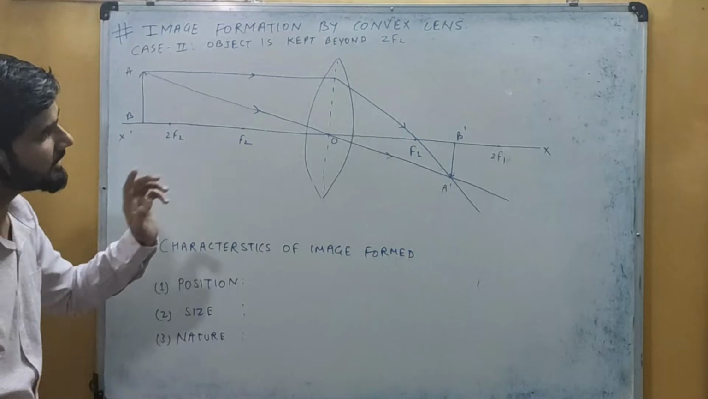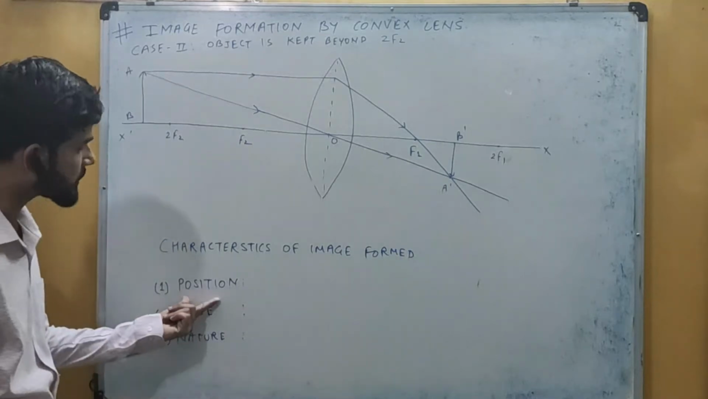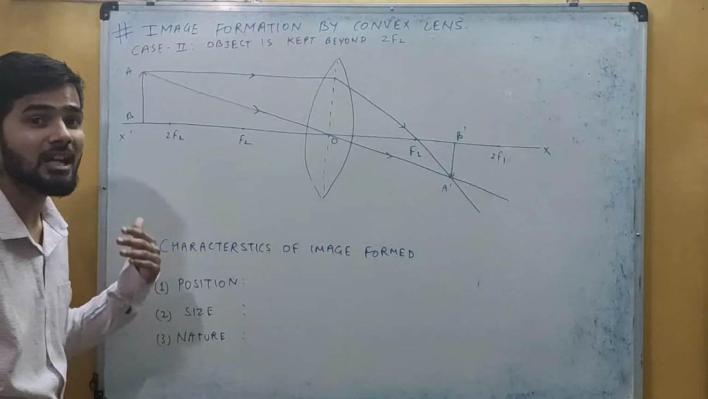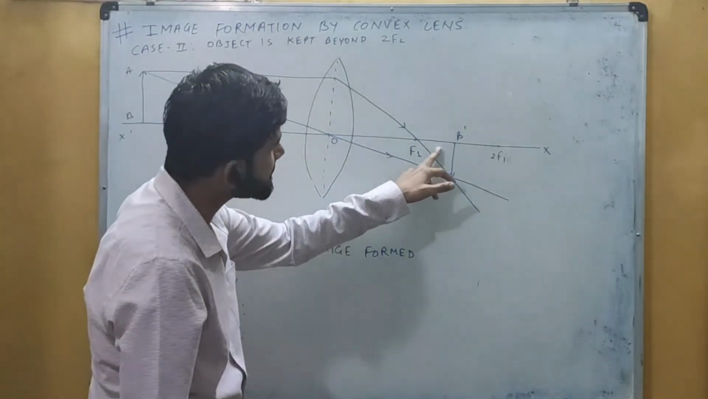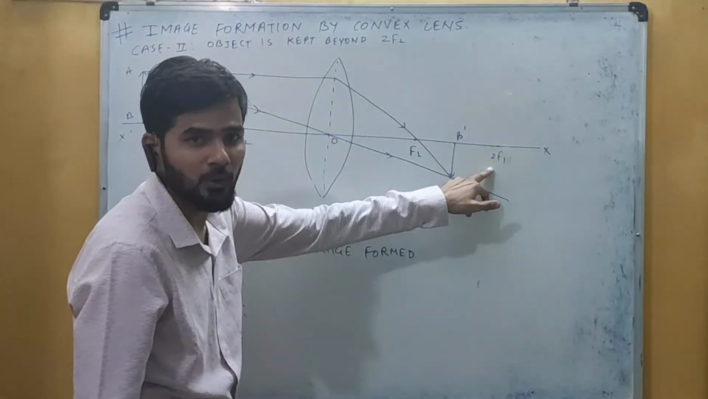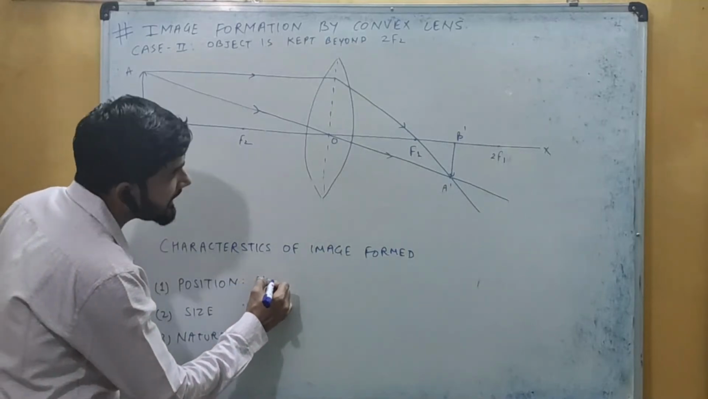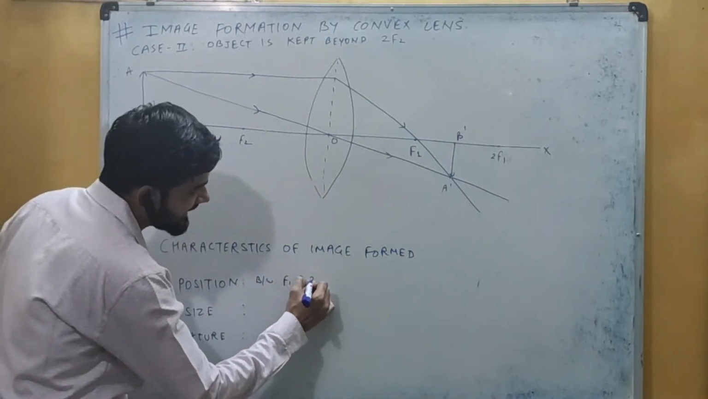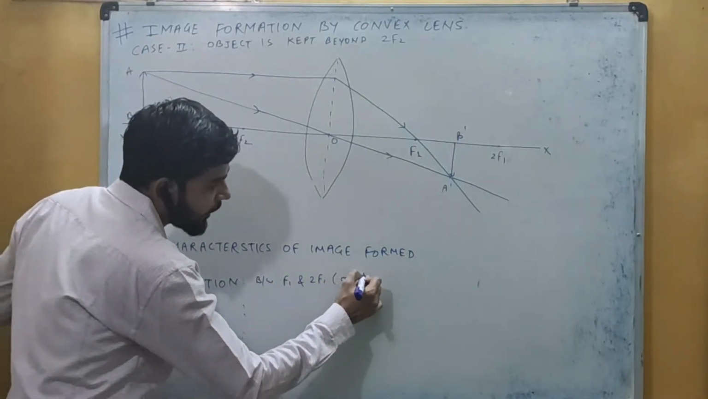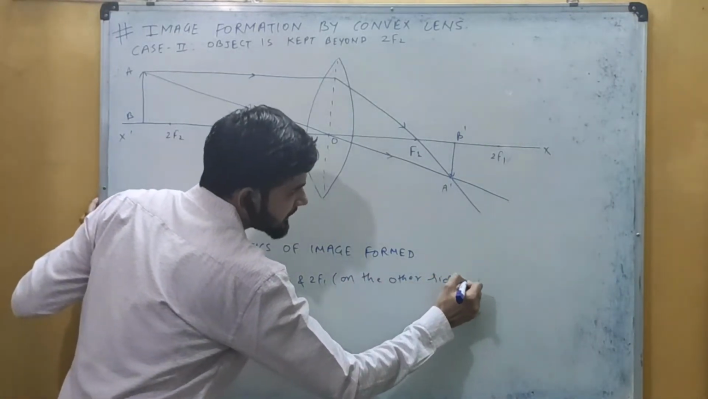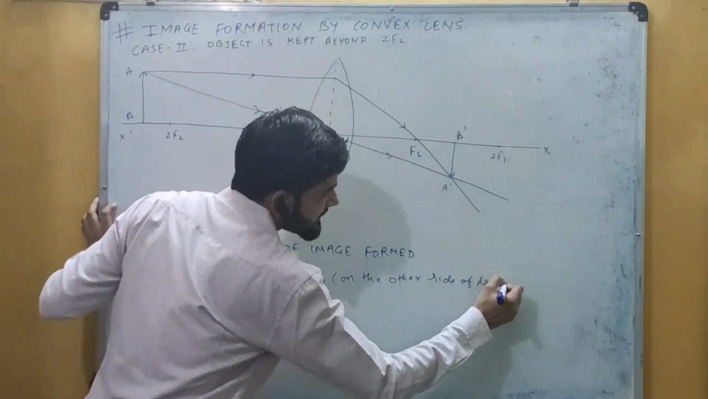Okay, now here we have to write the characteristics. The first one is the position. What is the position of the image formed? You can see the image is formed between f1 and 2f1. So the position of the image, you can write it as between f1 and 2f1, on the other side of the lens.